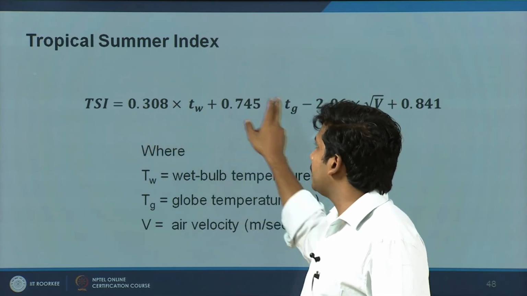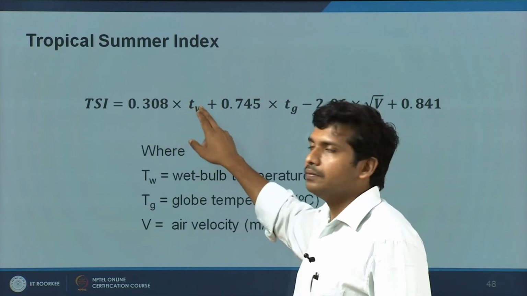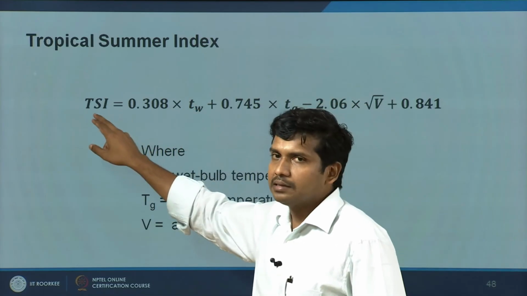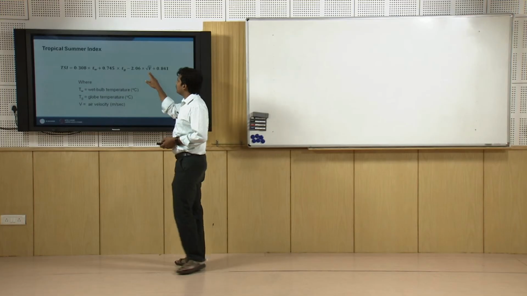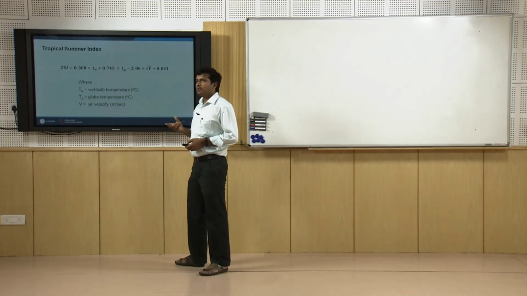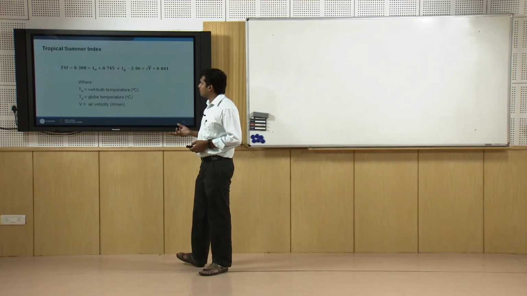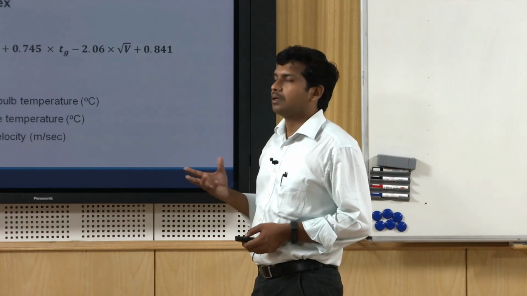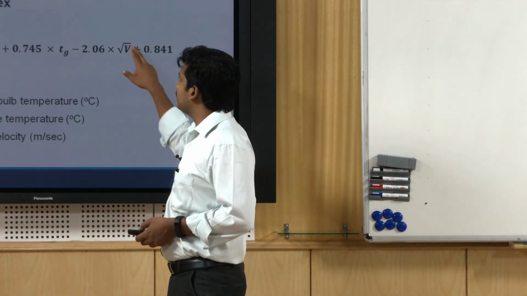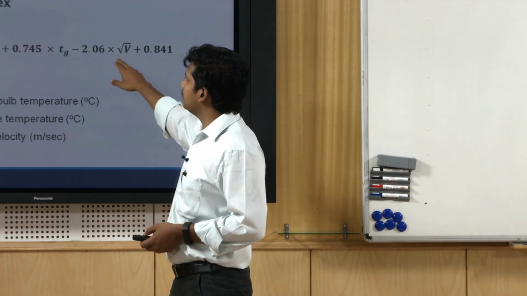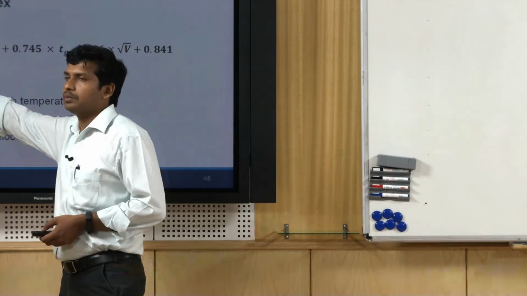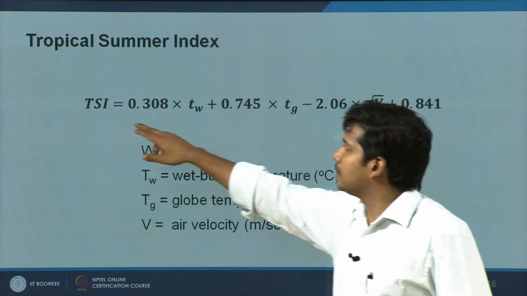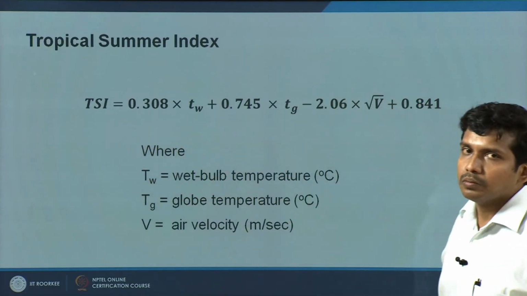Compared to globe temperature, the impact of wet bulb temperature is lesser, but both of these will result in an increase of the tropical summer index, while air velocity is negative. If you want to improve thermal comfort, you provide more air velocity, say by enhancing cross ventilation, or turning on a ceiling fan or a pedestal fan. You increase the air velocity, because of which you are able to reduce the tropical summer index. Say take an air velocity of 1 meter per second, you will reduce the tropical summer index almost by 2 degrees.